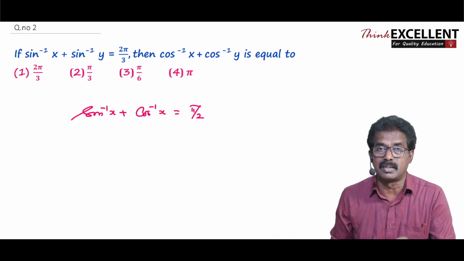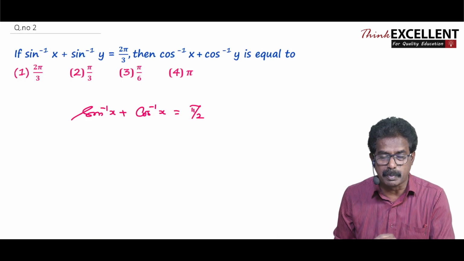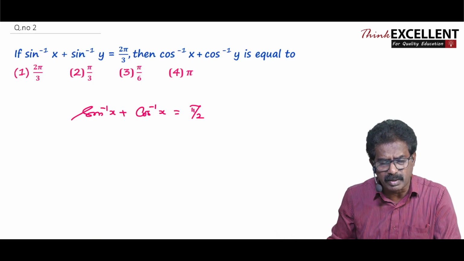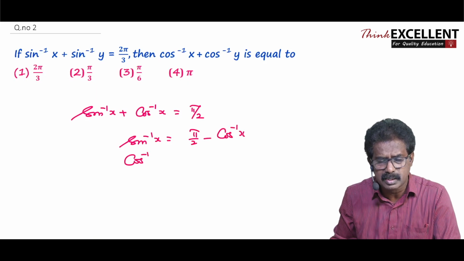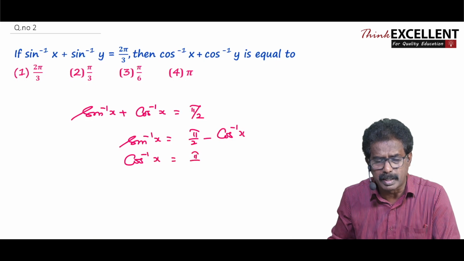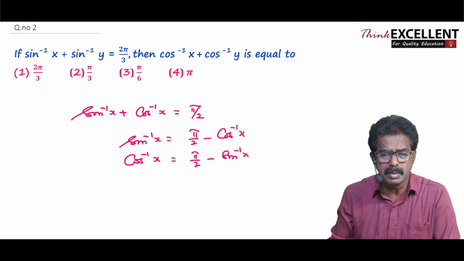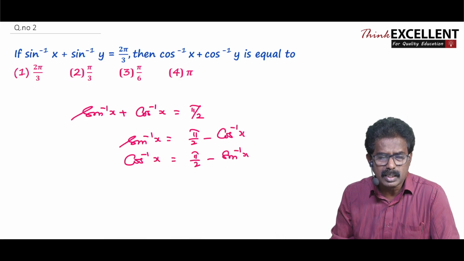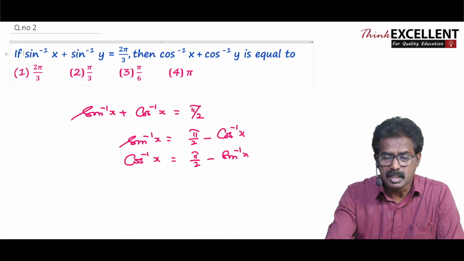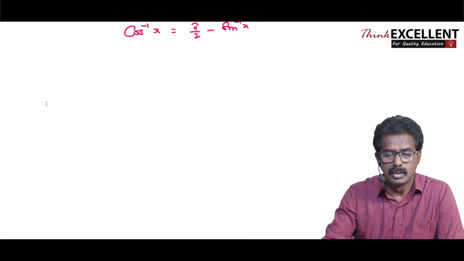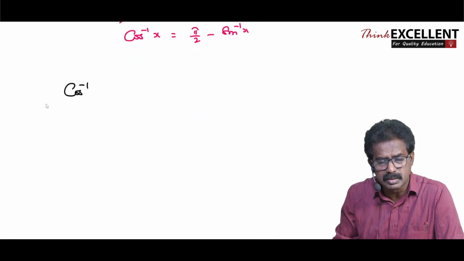So from the result sine inverse x plus cos inverse x is pi by 2, you can write 2 results. If I want sine inverse x, I can write pi by 2 minus cos inverse x. If I want cos inverse x, I can write pi by 2 minus sine inverse x. So just remember all these properties. Now look at this. Sine inverse x plus sine inverse y is given as 2 pi by 3. The question is cos inverse x plus cos inverse y. So we want to find cos inverse x plus cos inverse y.